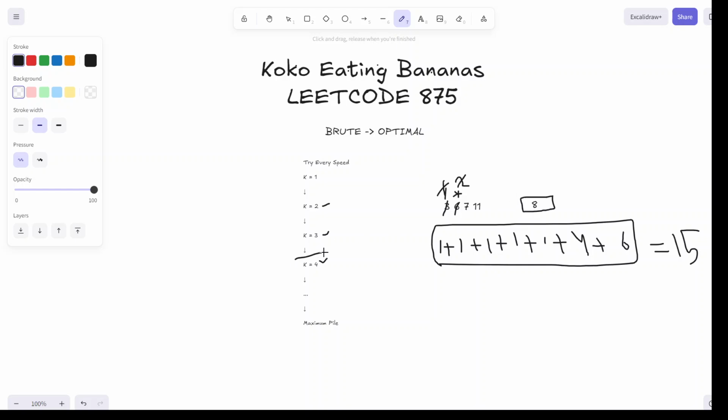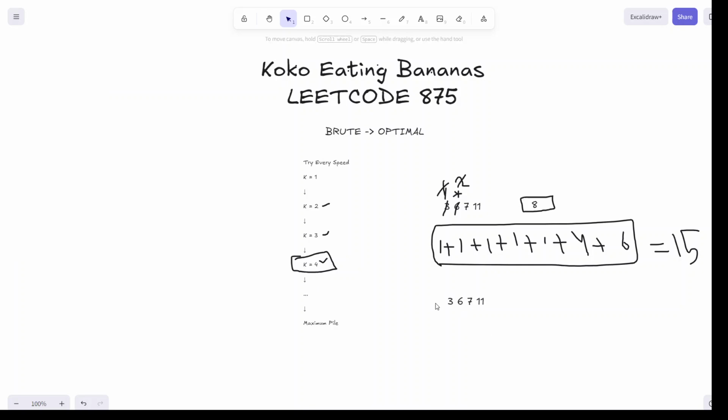Now let's try with the correct answer. This is the correct answer. So this is a brute approach. We have to try each speed. So if we try with k equals 4, what would be the answer? Let's write it again: 3, 6, 7, 11.